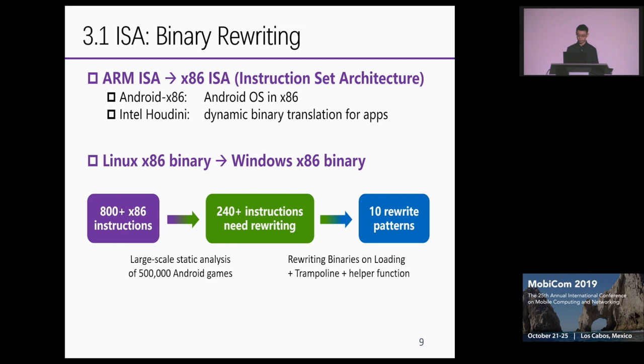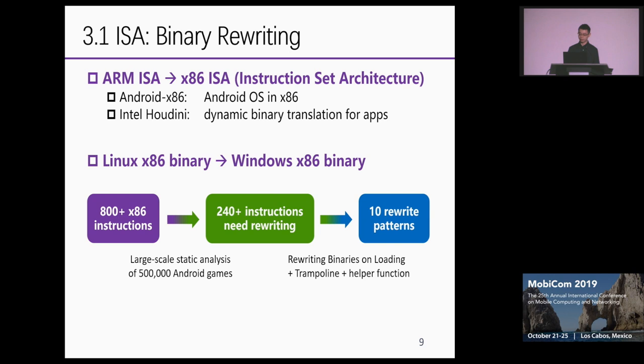However, the number is still too large. As a result, we further reduced the 240 cases into just 10 rewrite patterns, given that multiple instructions can be rewritten in a similar manner by rewriting binaries on loading through trampolines and helper functions.